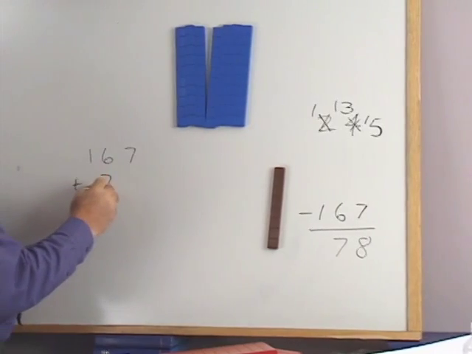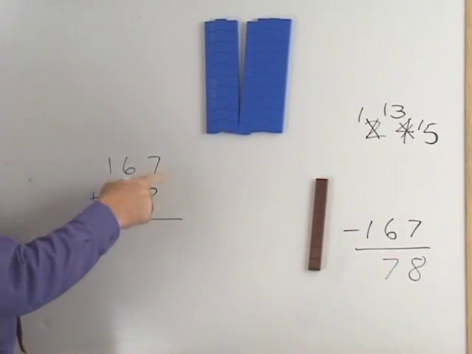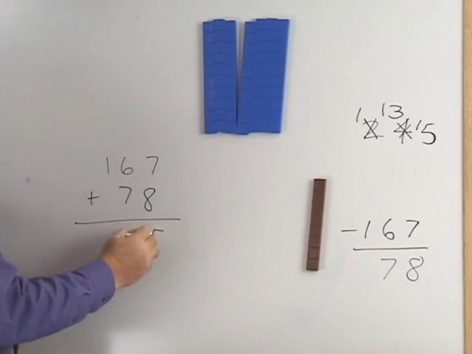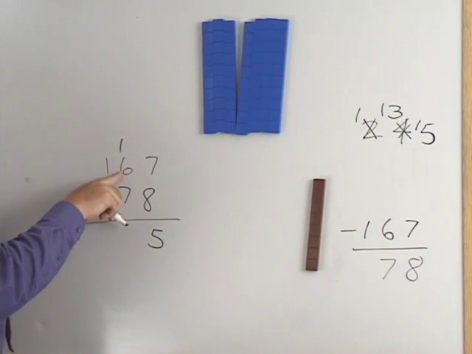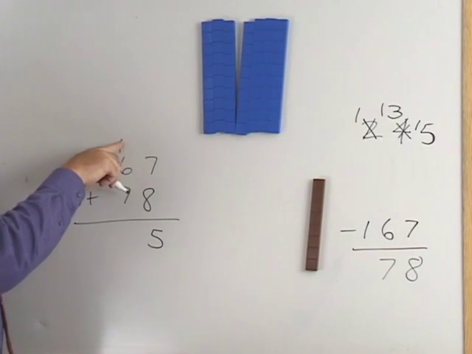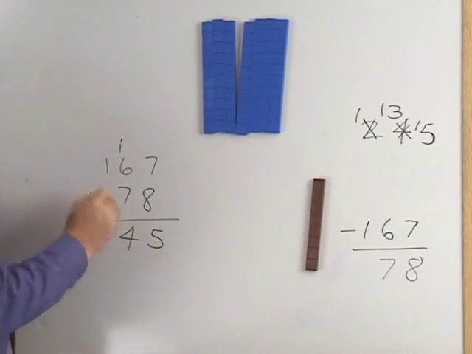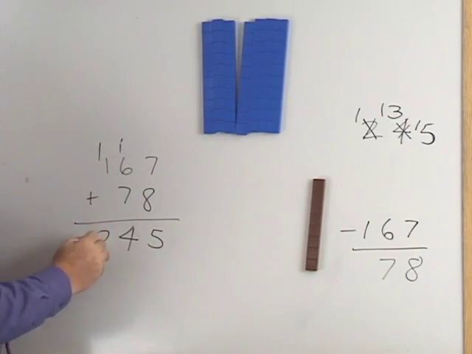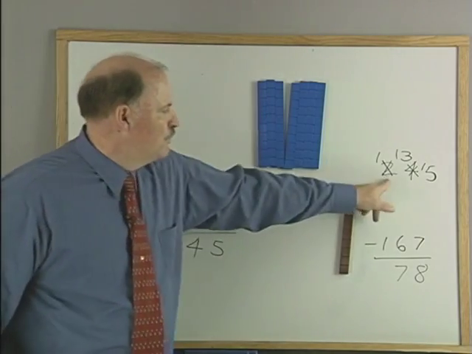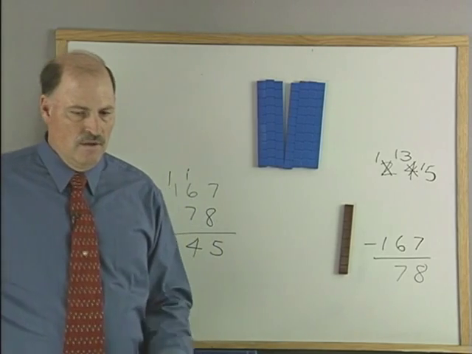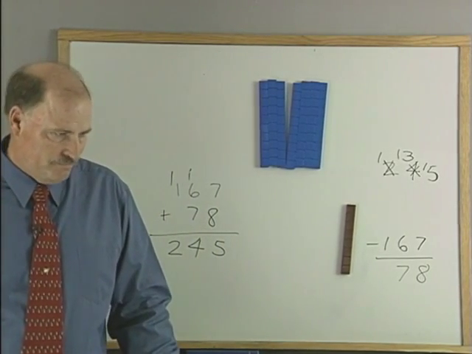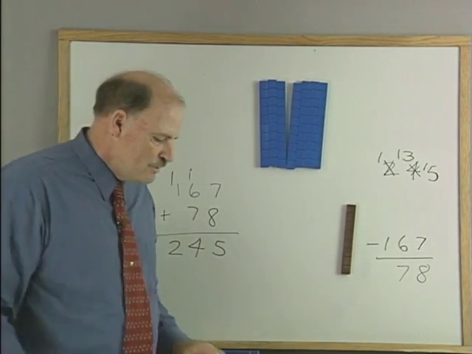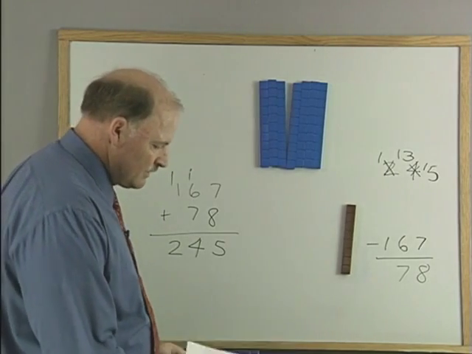167 plus 78. What's 8 plus 7? Carry the 1. 7 plus 6? 13. Plus 1? Carry the 1. 245. That's what we started with. Whew, what do you think? Okay? Okay, let's do now one without the blocks.